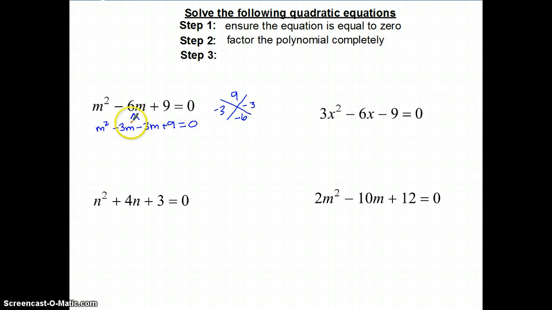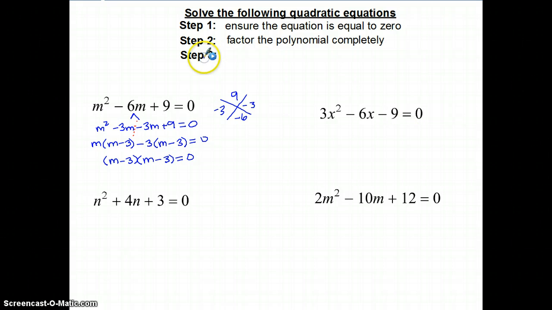Now I split my polynomial down the middle and take out the greatest common factor of m from the left, leaving me with m minus 3. And from the right, I factor out a negative 3, leaving me with m minus 3. Dividing that positive 9 by a negative 3 leaves me with negative 3. Factoring further, I factor out m minus 3, which leaves me with, in my second parentheses, m minus 3.